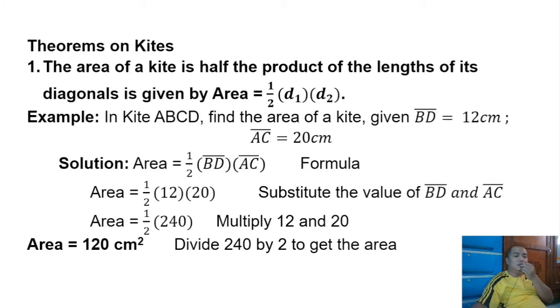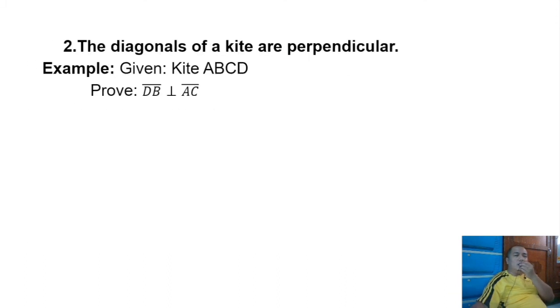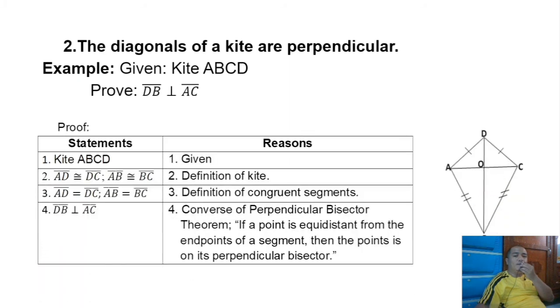Okay, did you get it? It's easy. The diagonals of a kite are perpendicular. Let us try to prove this. Given kite ABCD, prove DB is perpendicular to AC.